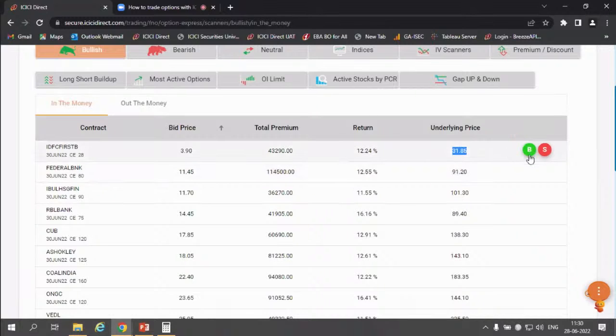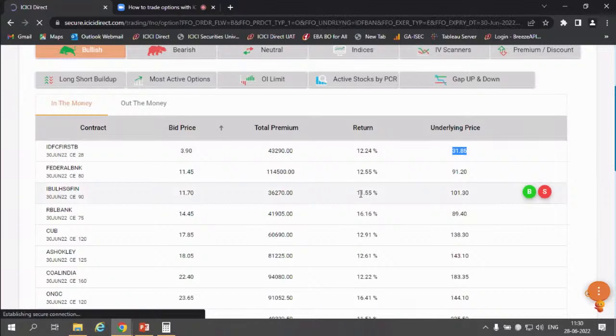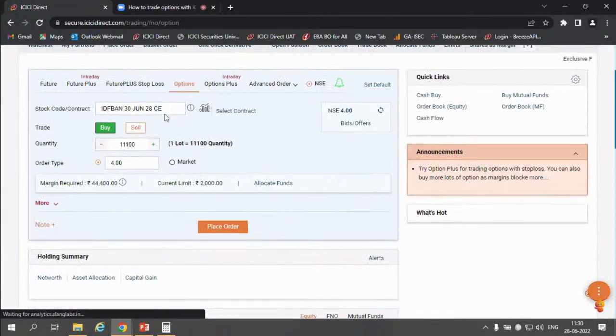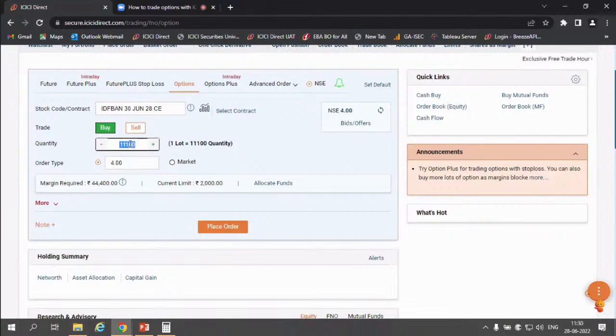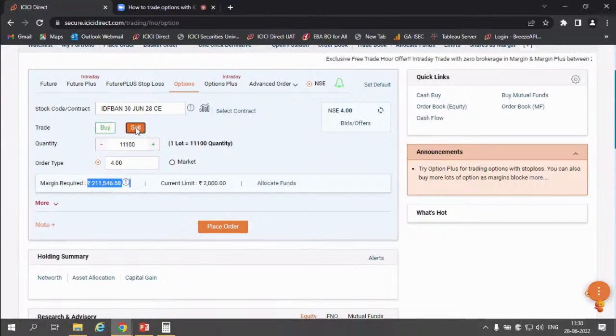All you need to do is just click on buy or sell. Because this is bullish, you'll be expecting it to buy, but if you want to sell it, you can even do that. So what it says is 30th June call it is. So let me just click on buy button over here, and once I click on buy, it will bring you over here, and you'll be able to see the one lot of IDFC Bank is about 11,100 quantity. And once you multiply this by this, this is the margin that you'll have to pay because you are buying it. If I simply click on sell, then the margin will change immediately, which is about 2,11,000 rupees.